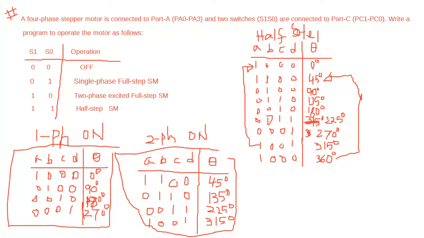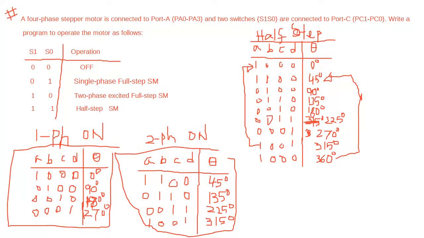Half step mode. How can we get the half step mode? We have to operate it alternatively in single phase and two phase. This is the way we can get the half step. That means full step is 90 degrees, half step is 45. So we will get 45 degrees between two cases. For every step we are getting half of the full step, that means 45 degrees here.